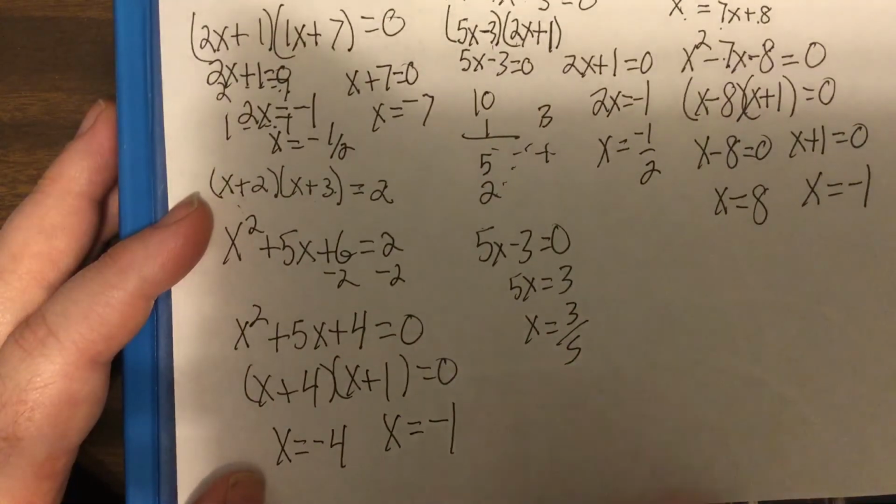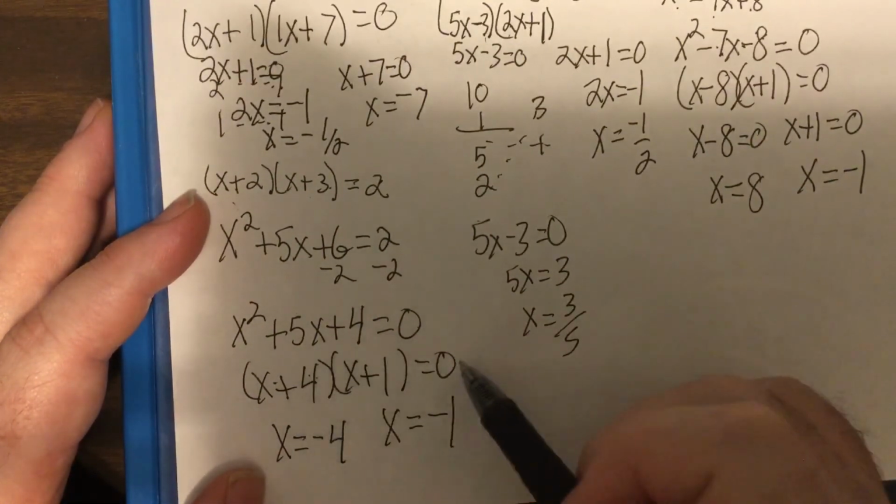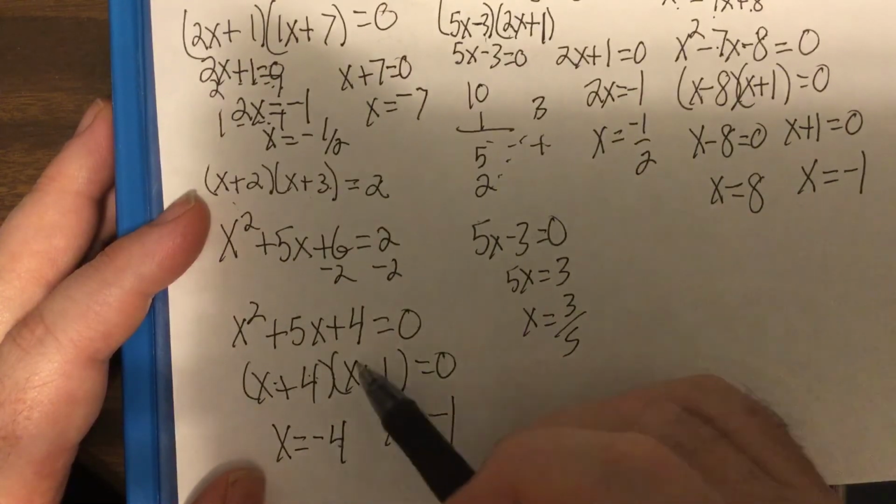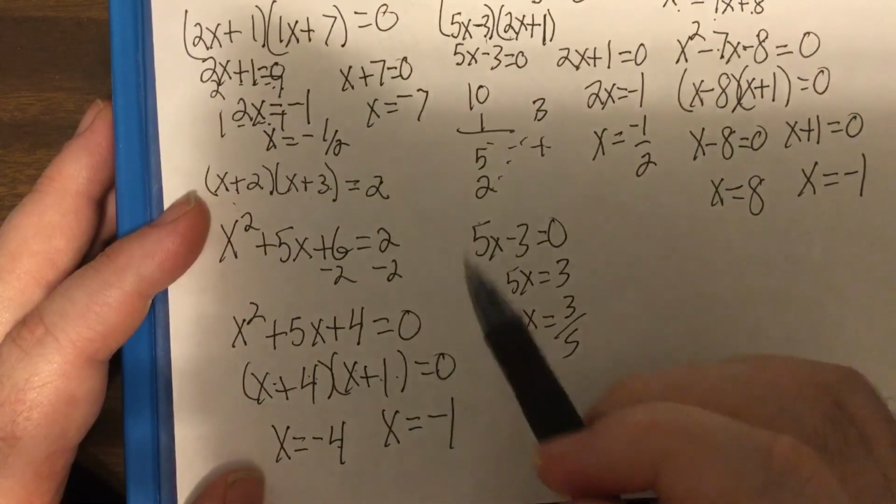I skipped a step. So x plus 4 equals 0, subtract 4. x plus 1 equals 0, subtract 1.